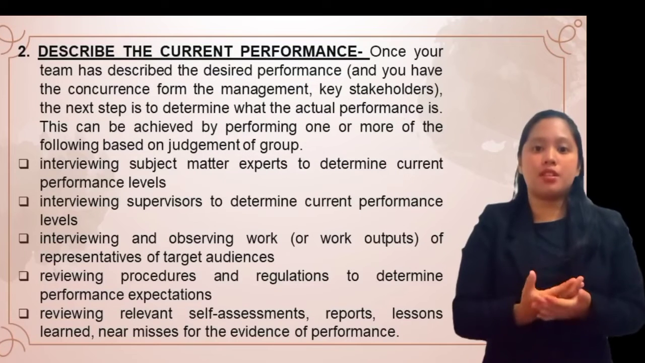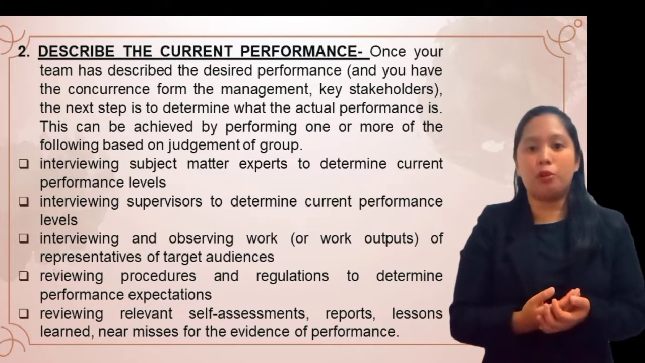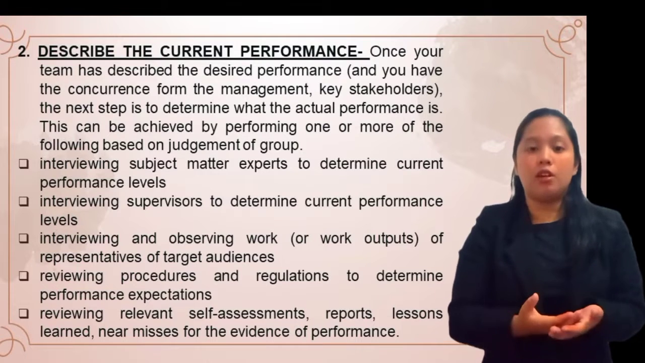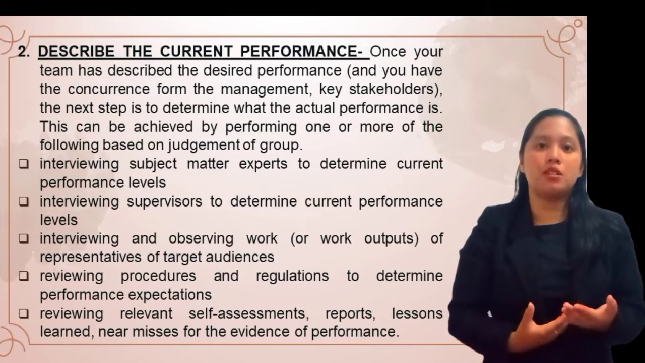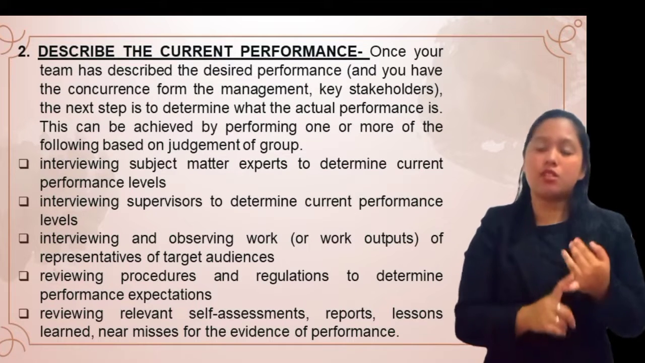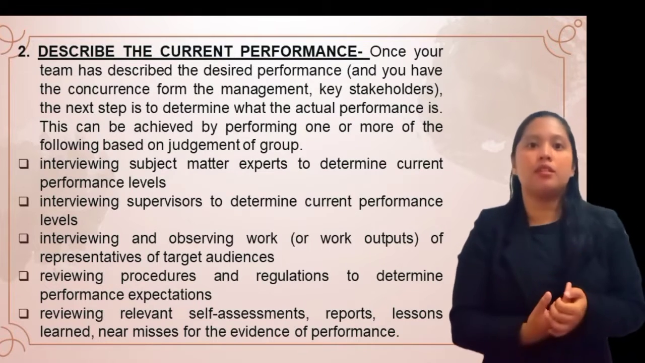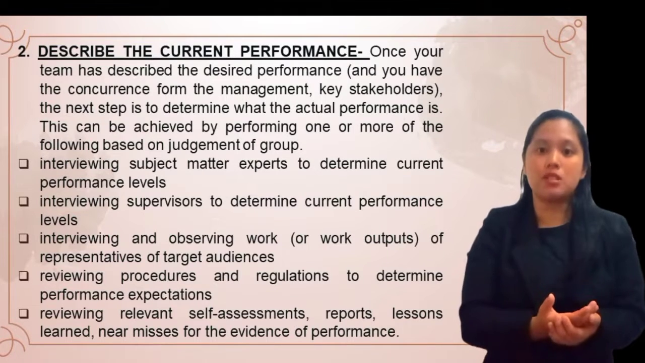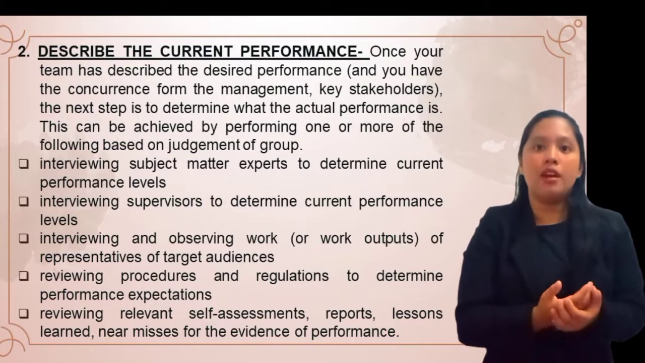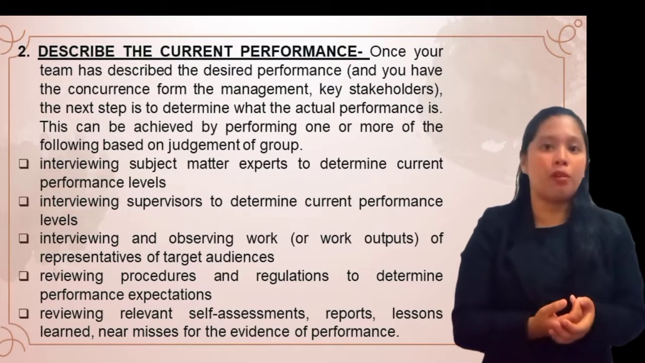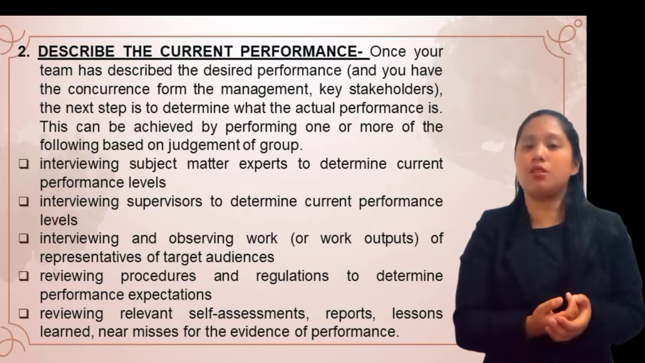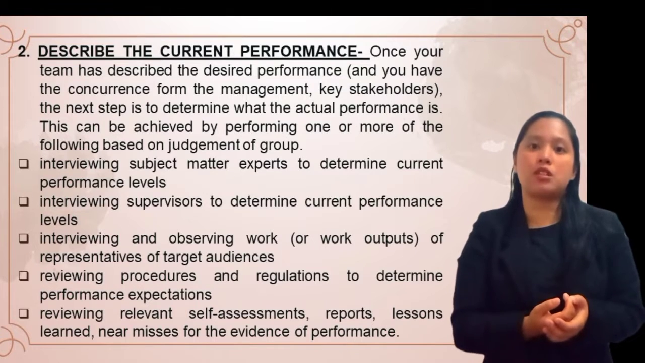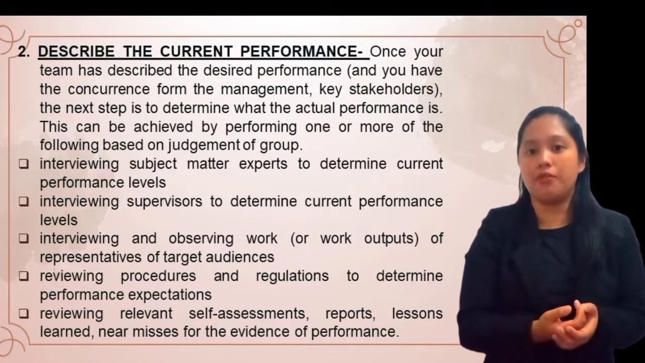The next process is called describe the current performance. Once the team or your group has determined the desired performance of a student, such as the skills, knowledge, and behavior, the next step is determining the actual, specific performance that a student must do. This can be achieved by performing one or more of the following, based on the judgment of the group. First is interviewing subject matter experts to determine current performance levels.